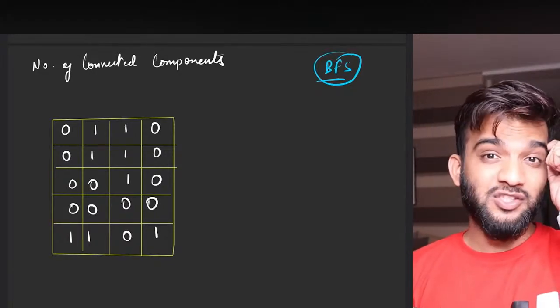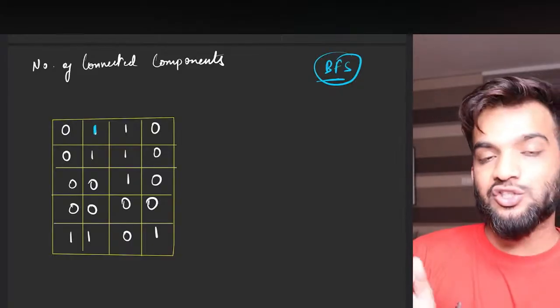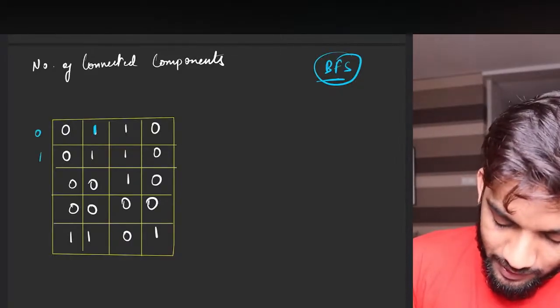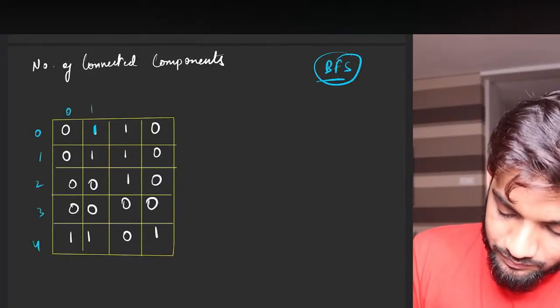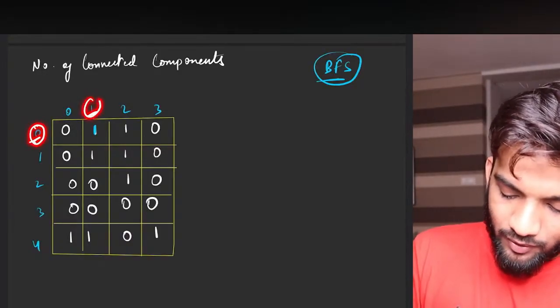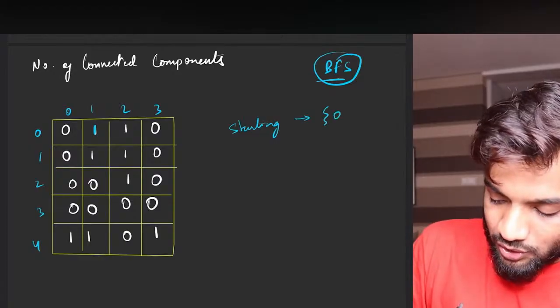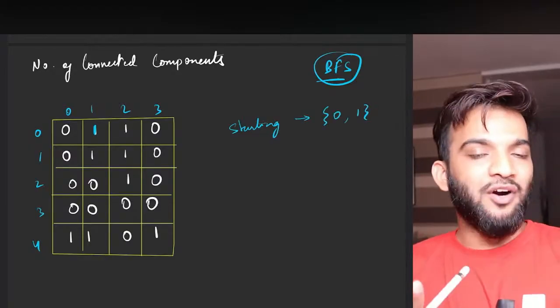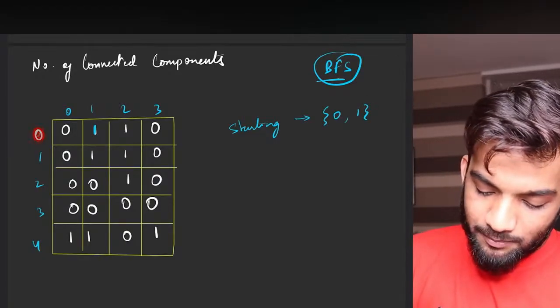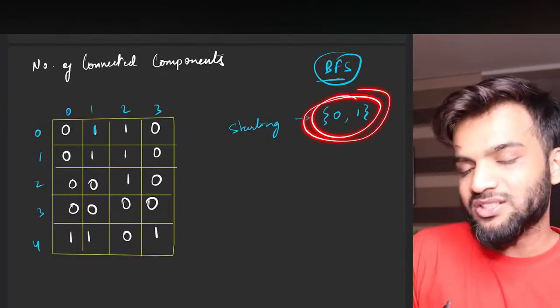Okay, so what does BFS state? BFS states, give me a starting point. So I'll say, okay, this is the initial starting point. Instead of node numbers, you can refer to this by row 0 and column 1. So the starting node can be represented as row 0, column 1. Instead of a vertex number, we can represent it by a pair of row and column. So I can say this is the starting node.